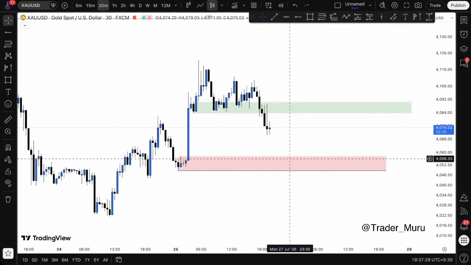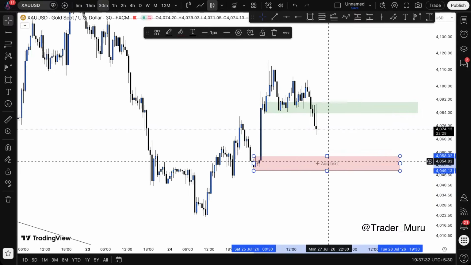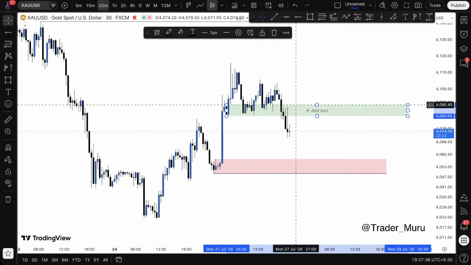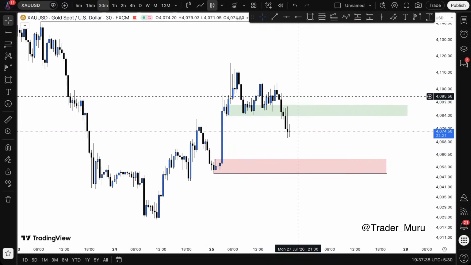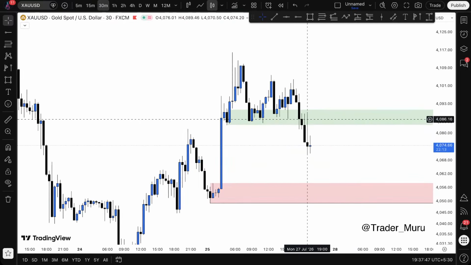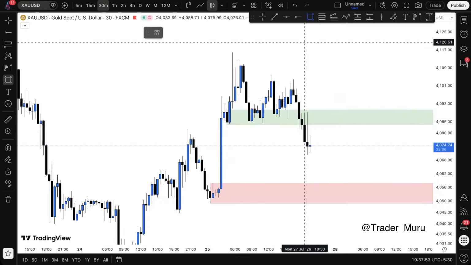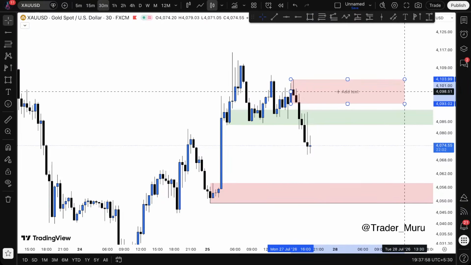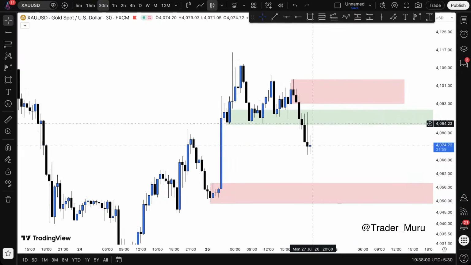Wait for this area, you will get a buy opportunity here. And if you want to sell, this area is good, but at least wait for some sweep here first, because this area is already tested 2 times. See, first and second. So after sweep, enter in short somewhere near this order block if you want to short.